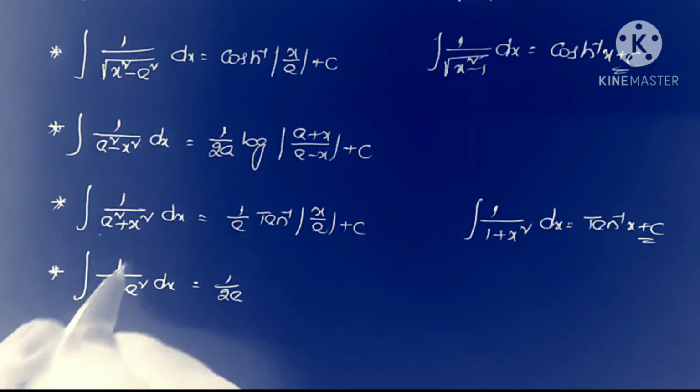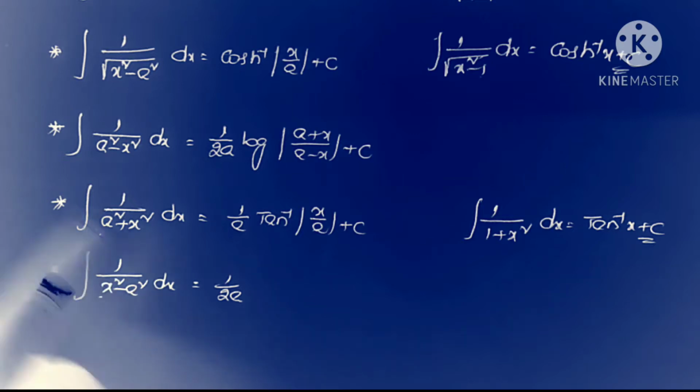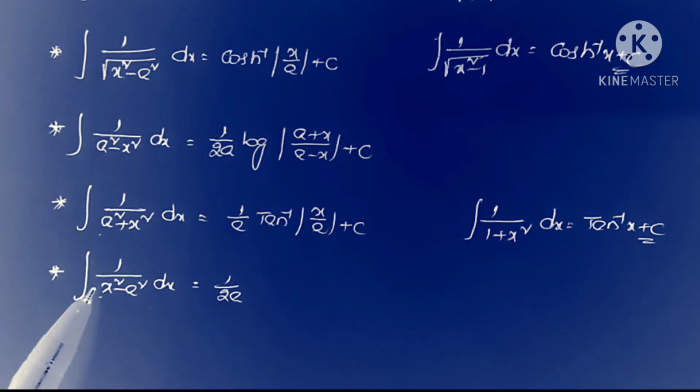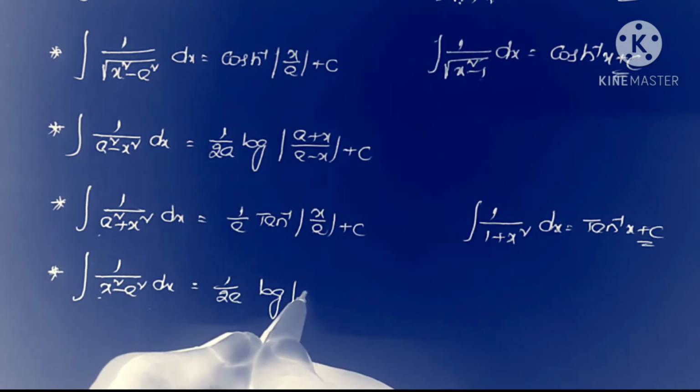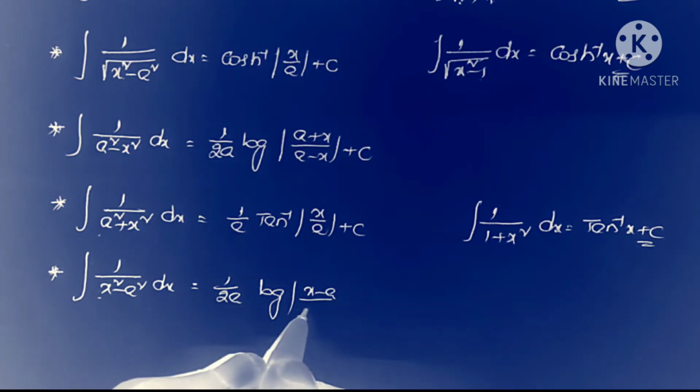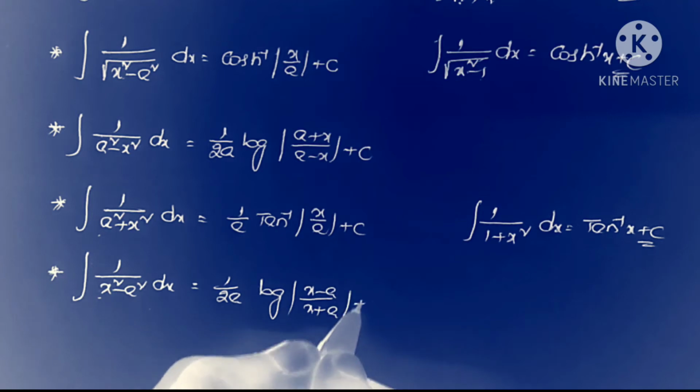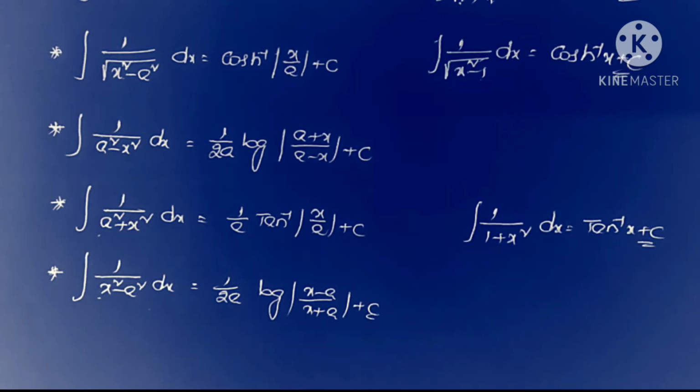Next formula, integral 1 by x square minus a square. Here we have no square root. So the answer is 1 by 2a log of x minus a by x plus a plus c. Now this is the formula.